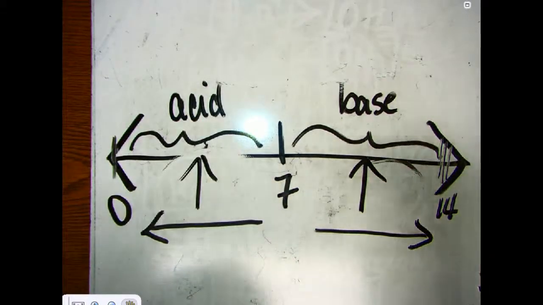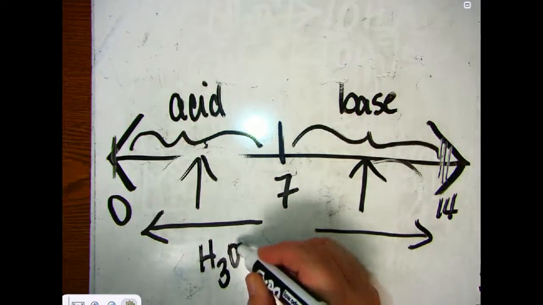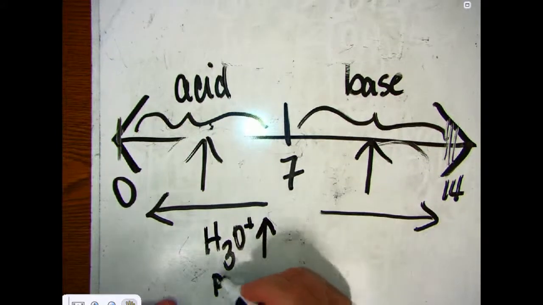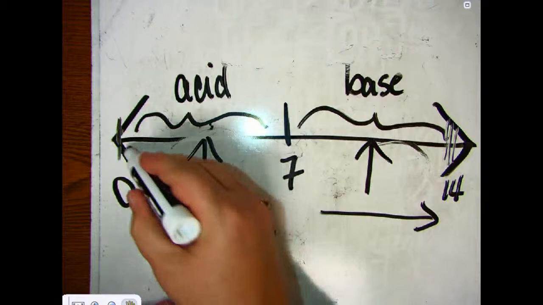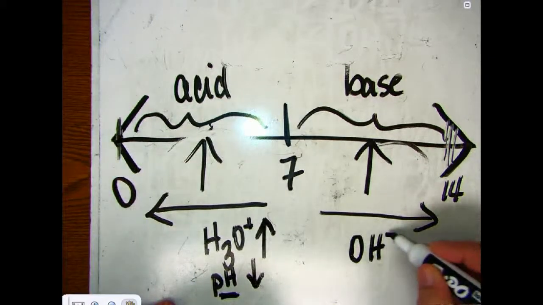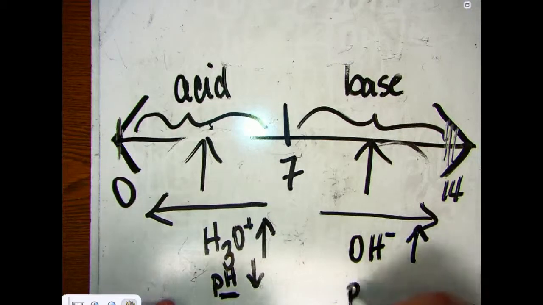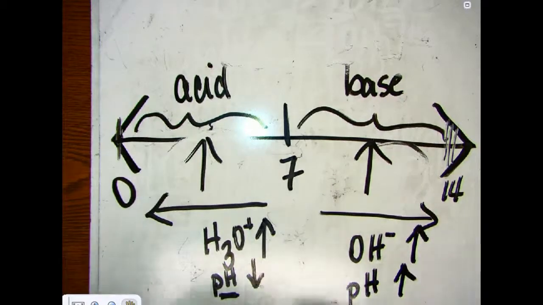And here's what you need to understand. As the amount of hydronium increases, the pH decreases. And when the pH is low, it's a very strong acid. And as the amount of hydroxide increases, the pH increases. Okay? So that's pretty much what you have to know for acids and bases.